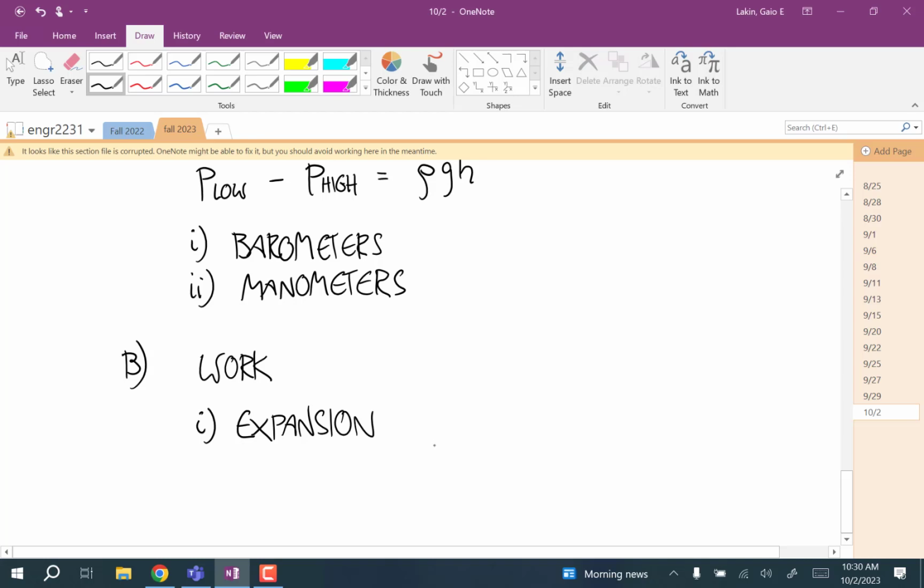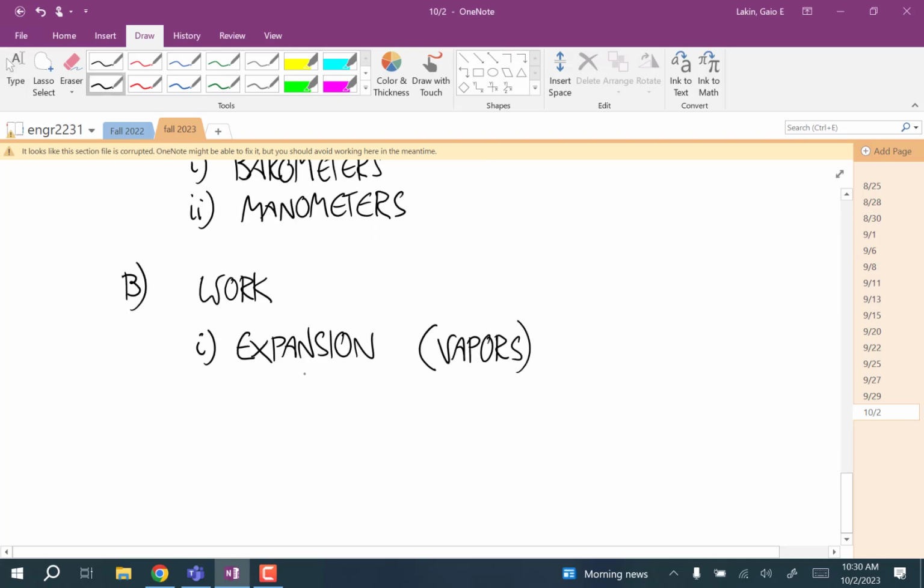When might you see work of expansion? What kind of materials, what state of matter are you going to see significant work of expansion? Yes, that's right. This is only gases or vapors. We don't deal with solids really at all in this class. Liquids we treat as incompressible almost all the time. So we're only going to do that with vapors, and the work is equal to the integral of pressure dV from the starting volume to the ending volume.